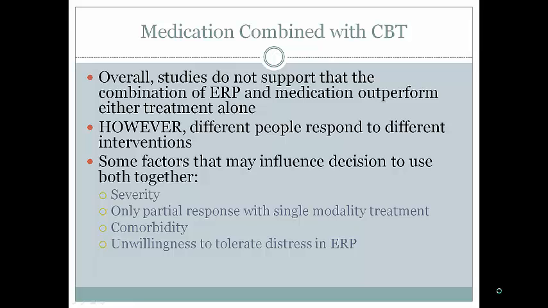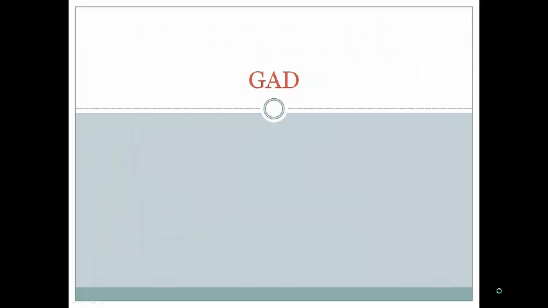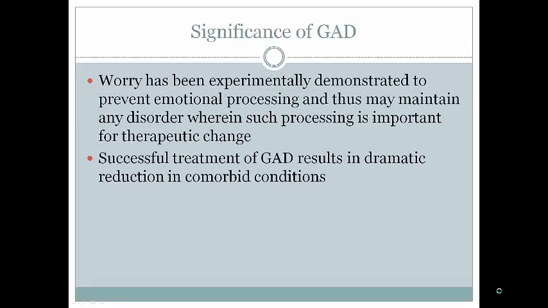And so some factors that may influence your decision to use medications with your therapy are the severity of the symptoms. If they're only having partial response to the ERP, you might have to include medications. If there's a high degree of comorbidity between other disorders, like a high degree of depression or other anxiety disorders, and if people are just unwilling to tolerate the distress of ERP, they may have to take medications to minimize their symptoms. So now we'll talk about generalized anxiety disorder, or GAD.